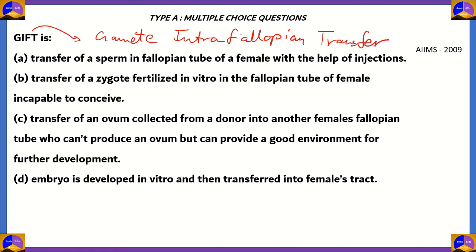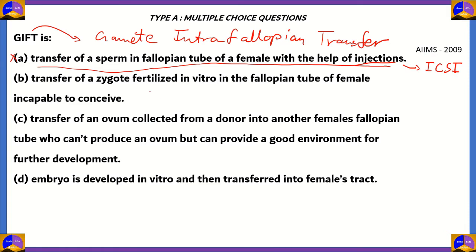So now let's look at each of our options. First option says transfer of sperm in fallopian tube of a female with the help of injections. So here the male gamete is transferred into the fallopian tube with the help of injections. Since this is done with the help of injections, this is what we call ICSI, or intracytoplasmic sperm injection. So option A is incorrect because it's the definition for ICSI.